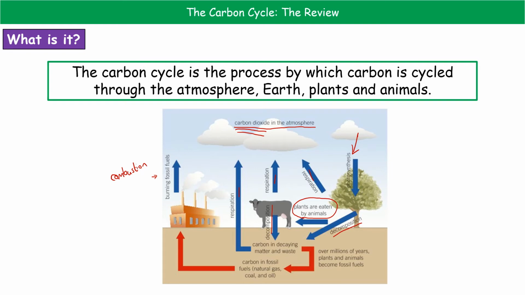Alternatively, when things have died, they can, over millions of years, become fossil fuels. So the fossil fuels, hopefully we remember, are coal, oil and natural gas. They will then be burnt through the process of combustion in various factories, in cars, etc., which then releases the carbon dioxide back to the atmosphere. So that is the overview of the carbon cycle.